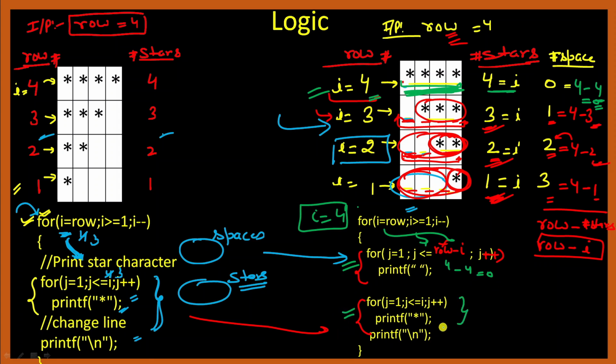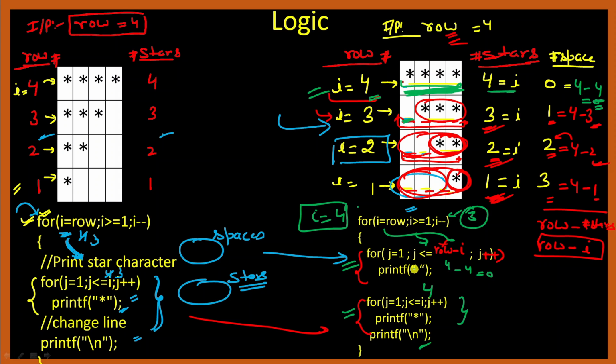Here I am just following that same rule, j equal to 1 to j less than or equal to i. i means the same count, that is 4. So the number of stars printed will be 4. Now after that I change the line and I will come to the next row, that is i is 3. i is changed to 3.